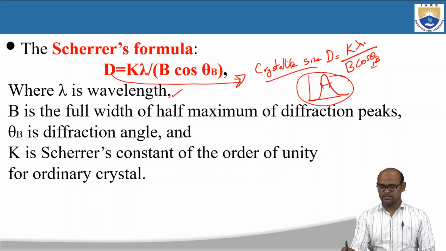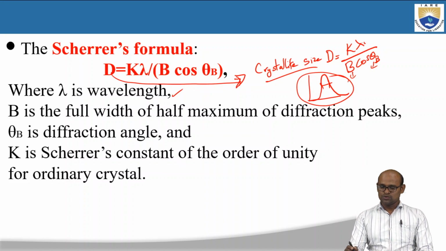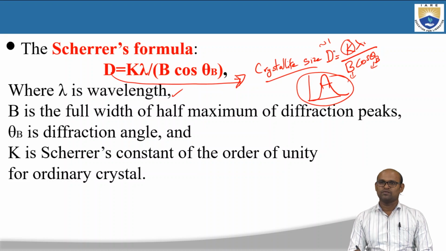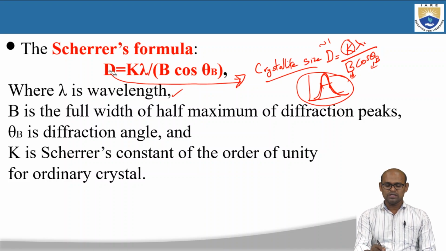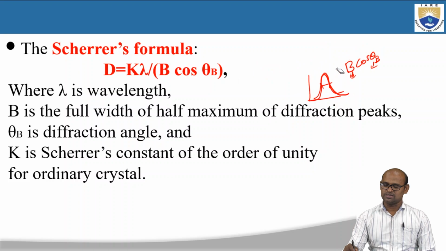So theta B is the diffraction angle, lambda is the wavelength, B is the full width at half maximum of the diffraction peaks, and K is Scherrer's constant, of the order of unity for ordinary crystals. In general we take it as 1, because for ordinary crystals the Scherrer's constant is 1. So using this Scherrer's formula, we can calculate the crystallite size.